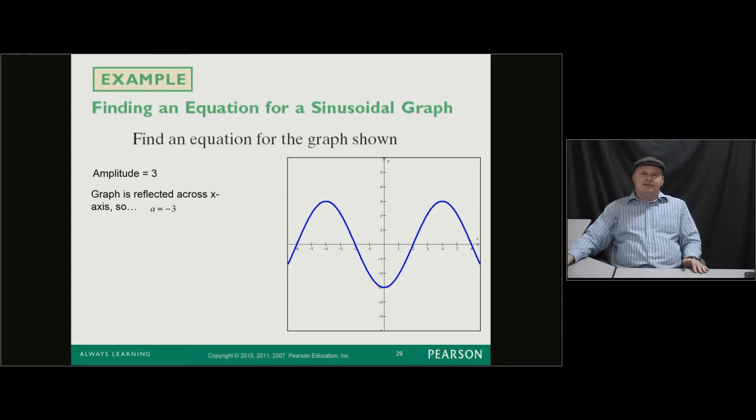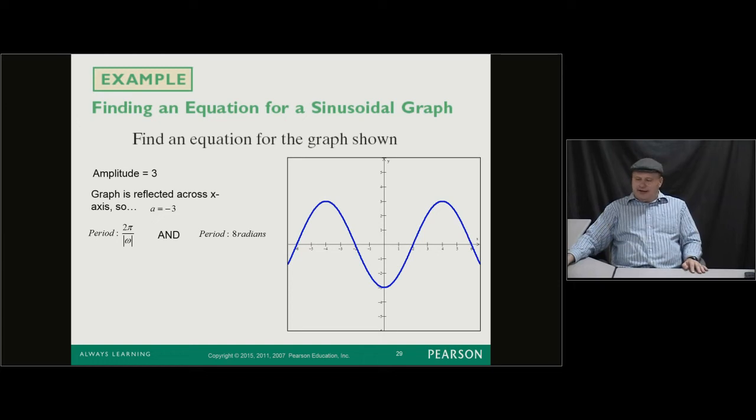Now omega does something to the period, or how long the cycle is. So we know the period is 2 pi over the absolute value of omega. But the period is 8 radians. You're like, it is? Yeah, it is 8 radians. How do you know that?